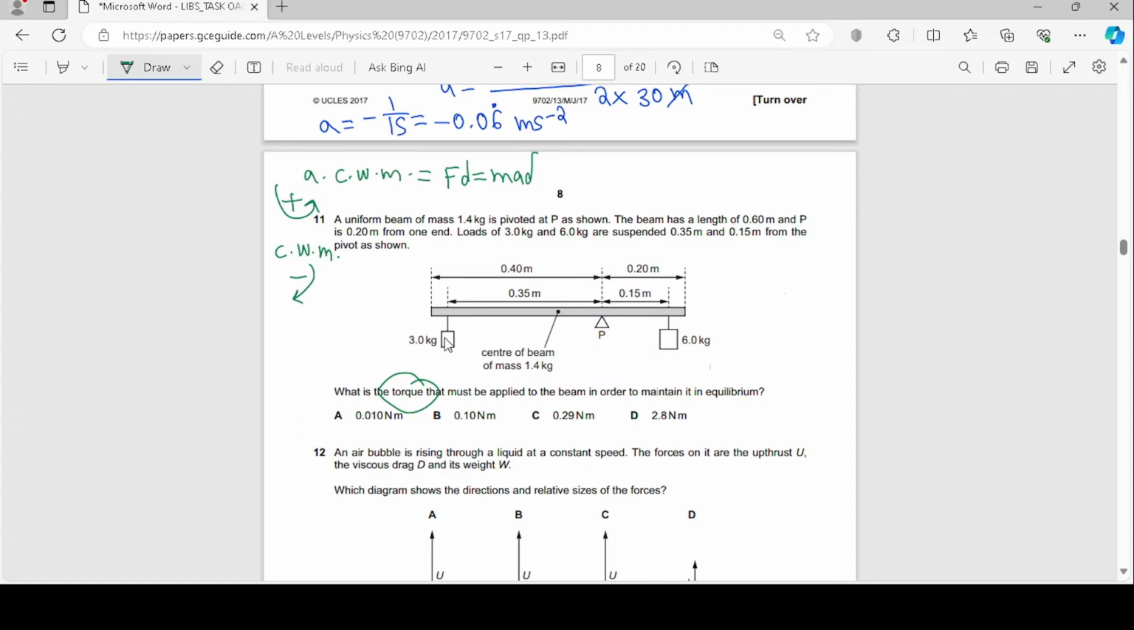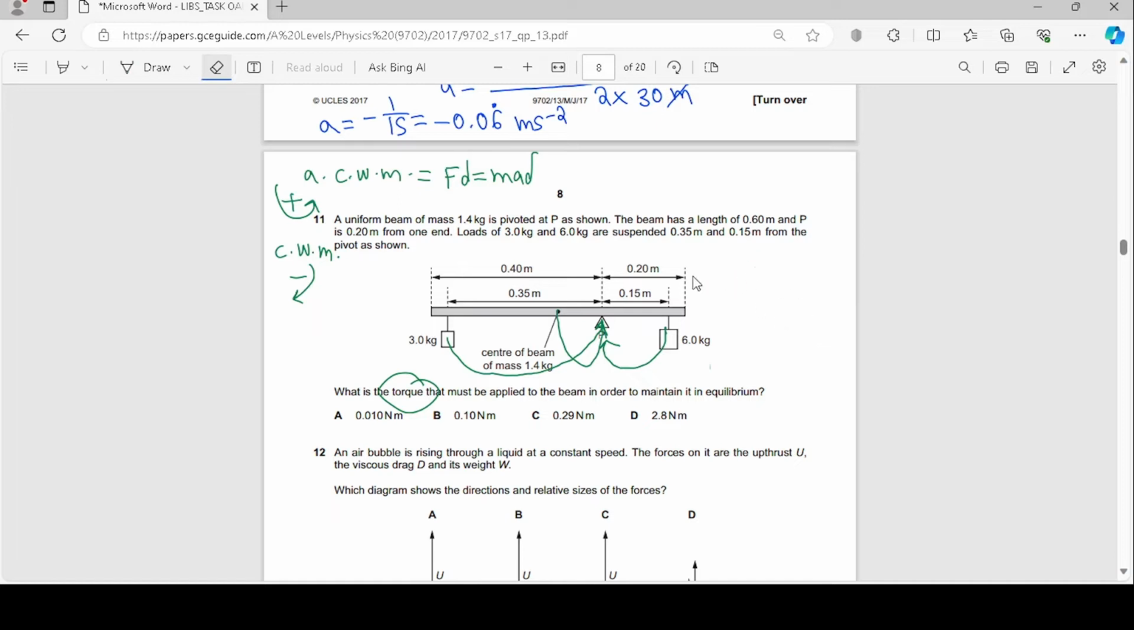So then I have this. The moment of the 3.0 kilograms about P is going to be anti-clockwise. The moment of the center of the beam about P is again going to be anti-clockwise, because obviously a clock goes like this, right? 1, 2, 3, 4, 5. So then clockwise is going to be only the moment of the 6.0 kilograms about P.